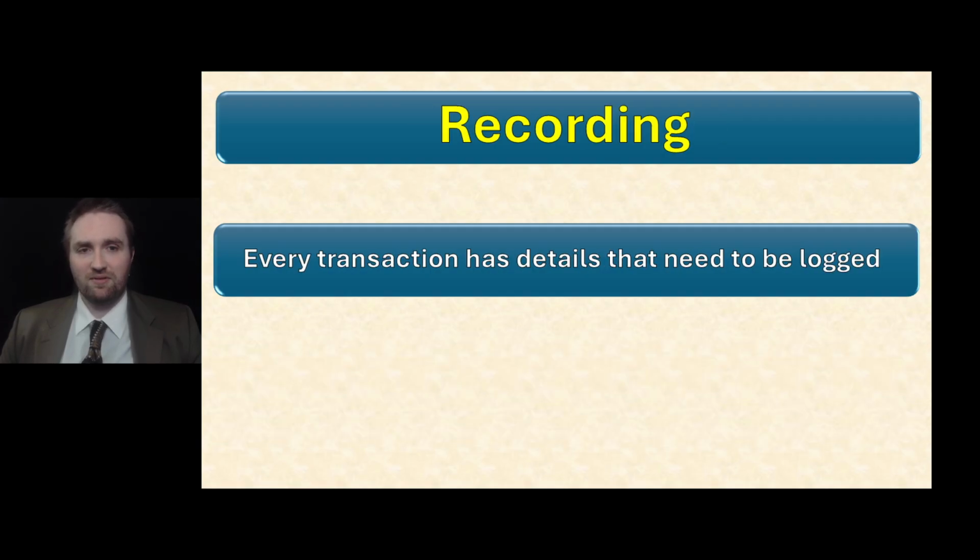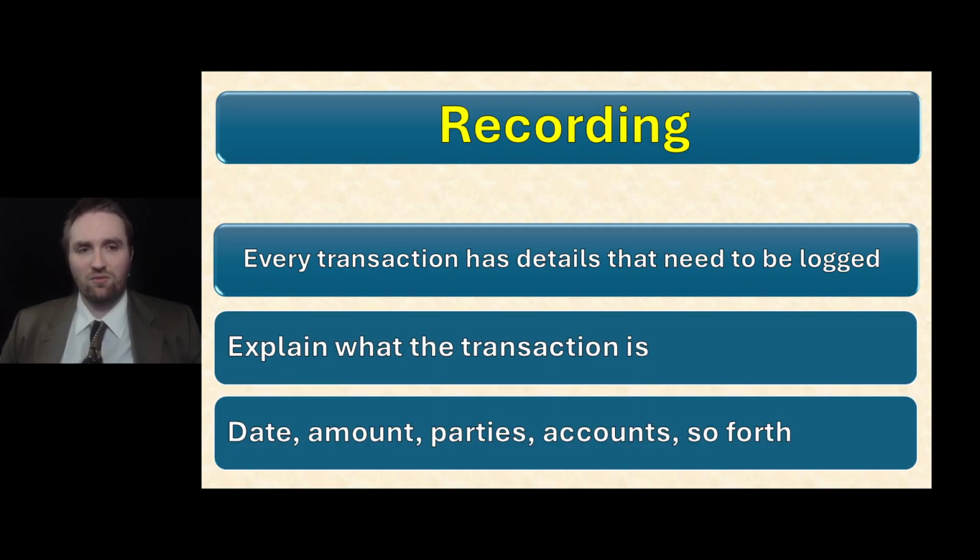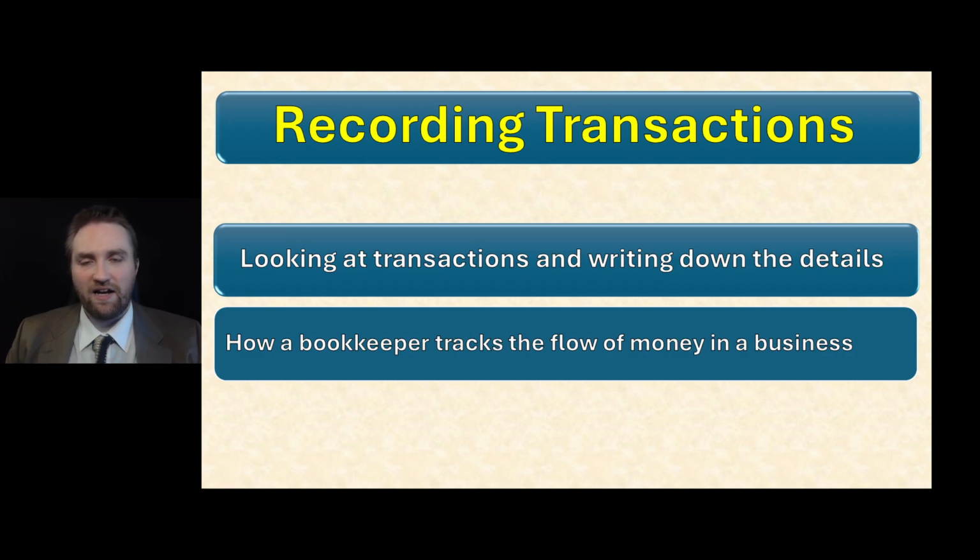Whenever a transaction happens, there are details that need to be recorded. These explain what the transaction is, including things like the date, the amount, who was involved, what accounts were affected, and so forth. We'll cover this fully in a later episode. Bookkeeping, or tracking how money flows through a business, is done first by recording transactions, which is looking at a transaction and writing down the details. Now, you might ask, how do I record transactions properly? That's where the next part of our bookkeeping pyramid of knowledge comes into play.